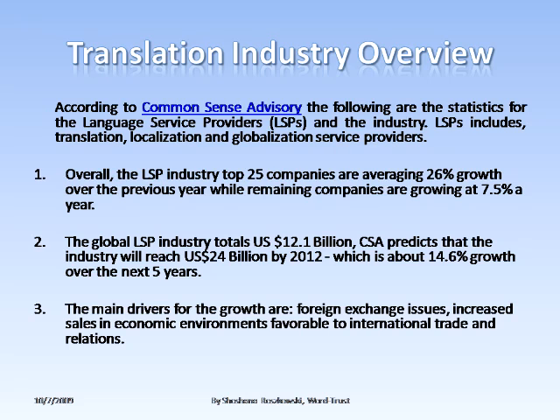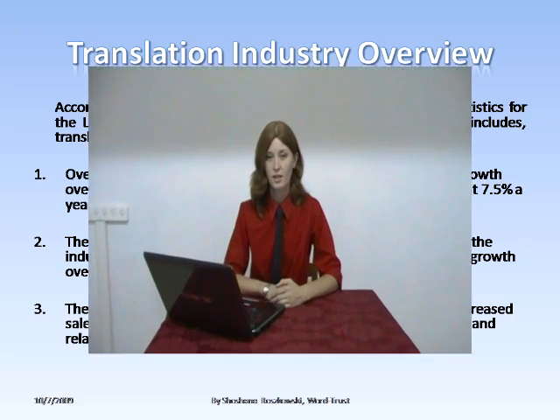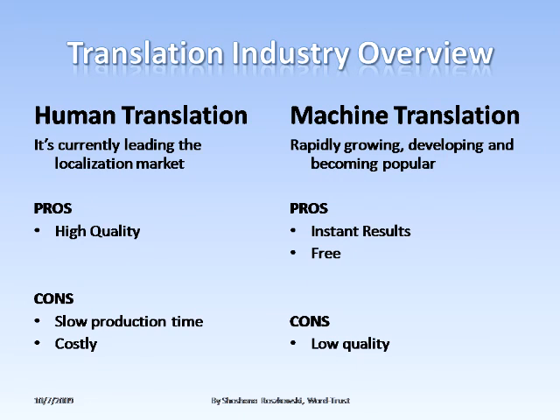The global LSP industry totals $12.1 billion, and CSA, Common Sense Advisory, predicts that the industry will reach $24 billion by 2012, which is about 14.6% growth over the next 5 years. The main drivers for the growth are foreign exchange issues, increased sales, and economic environments favorable to international trade and relations. The translation and localization industry currently uses two main methods of work, human translation and machine translation.